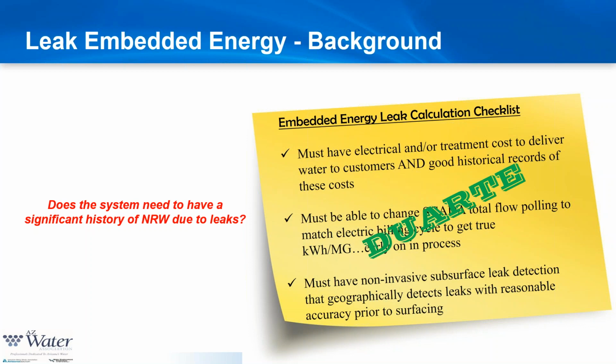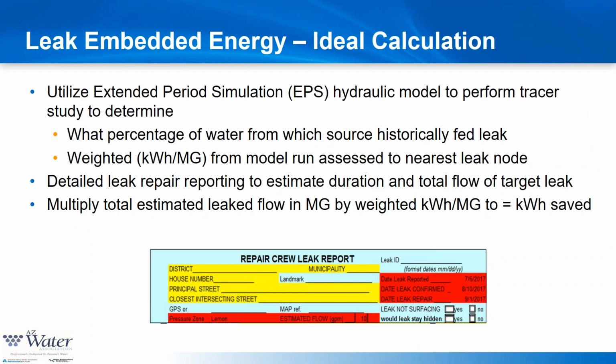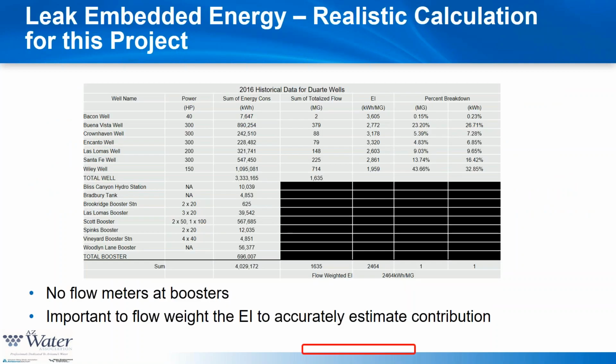That was Duarte. We can do two ways to do embedded energy, and one is with extended period hydraulic simulation. We perform a tracer study, so we can allocate the percent kilowatt hours per million gallons from each of the various well pumps in the system and figure out what percent of a drop of water comes from each of those sources. That costs a lot of money and a lot of time. We didn't have that, so we said, what's the next thing we should do? Let's take the total kilowatt hours per million gallons from all the well pumps and flow rate it as a percentage to get a gross aggregate 2464 kilowatt hours per million gallons.